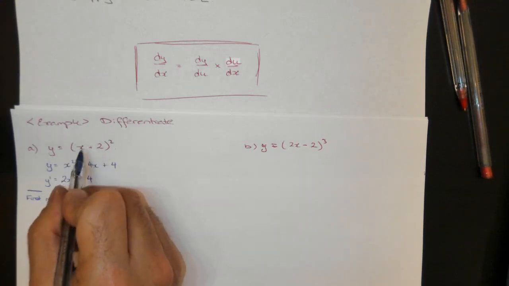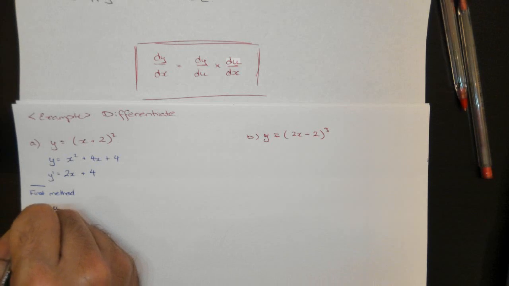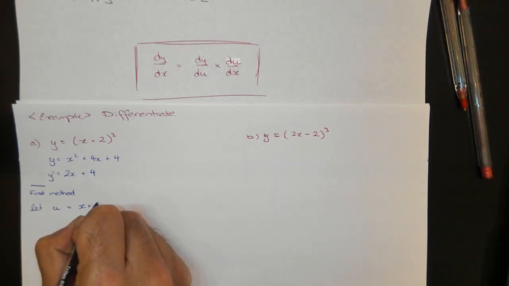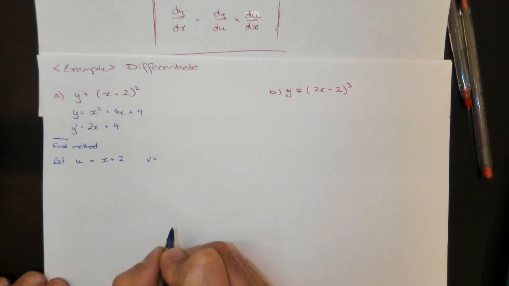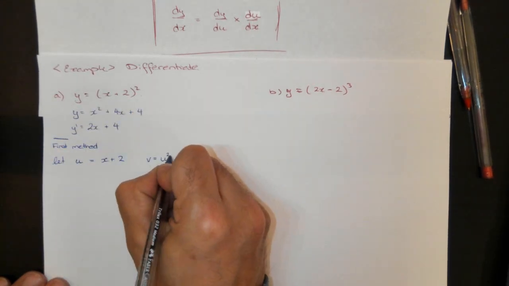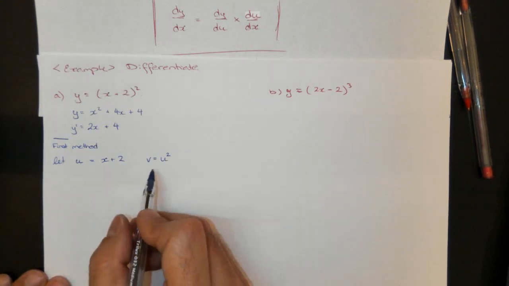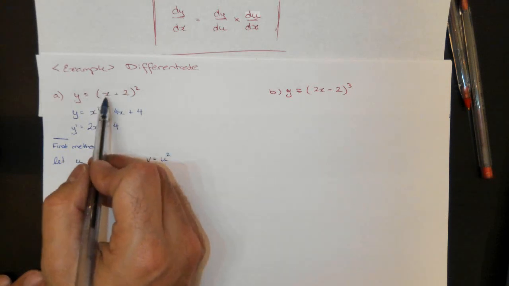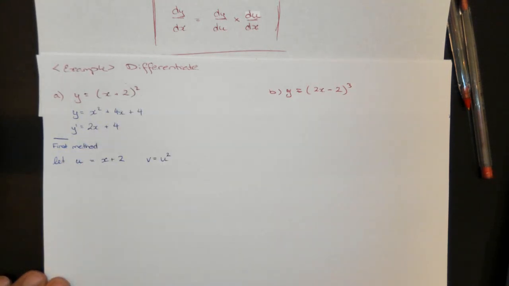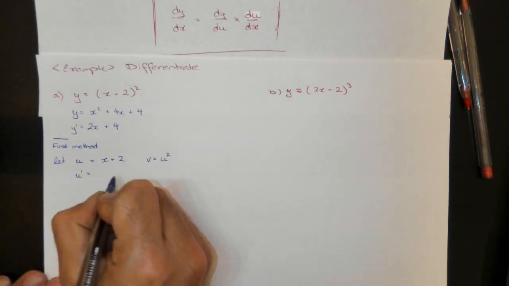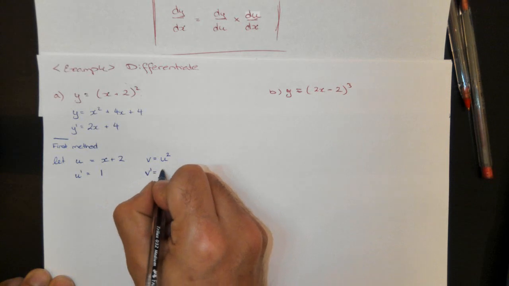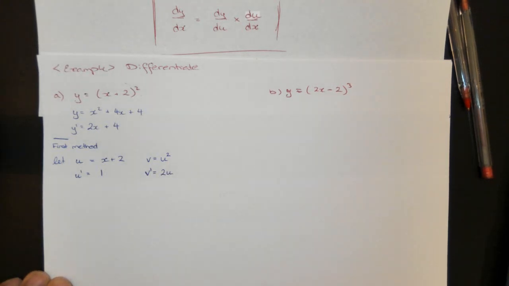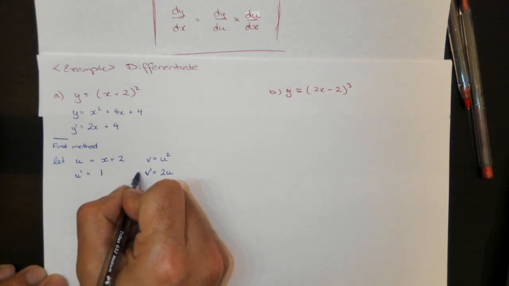I'm going to let whatever's on the inside equal u. So let u equal x plus 2, whatever's inside the bracket. Now y is then going to be u to the power of 2. So whatever's in the bracket becomes u. If I differentiate, u dash is just going to be 1, the derivative of x is just 1, and y dash is going to be 2u. Okay.